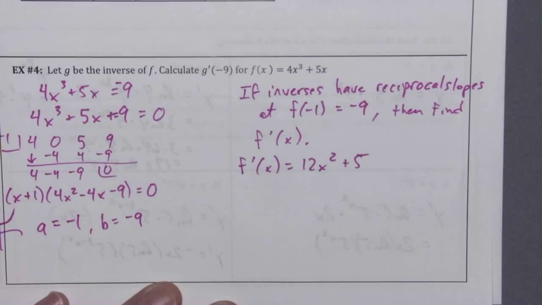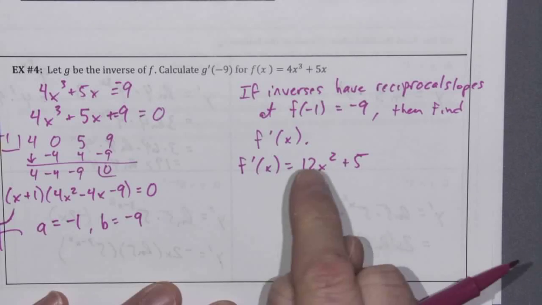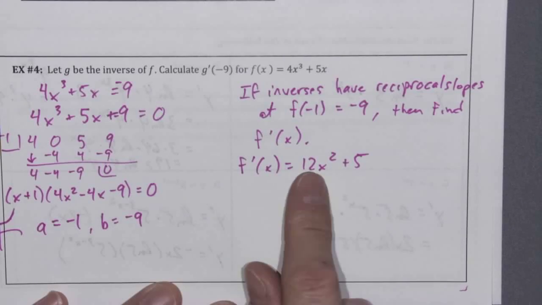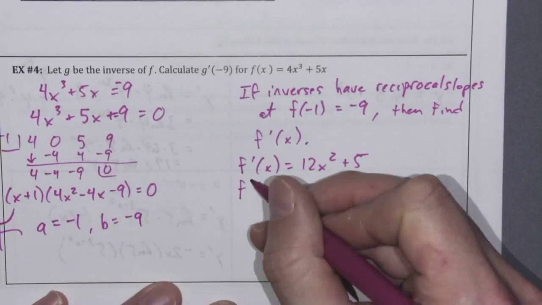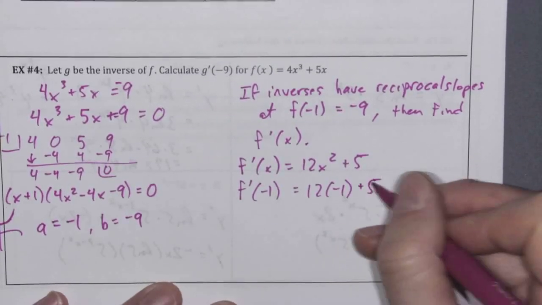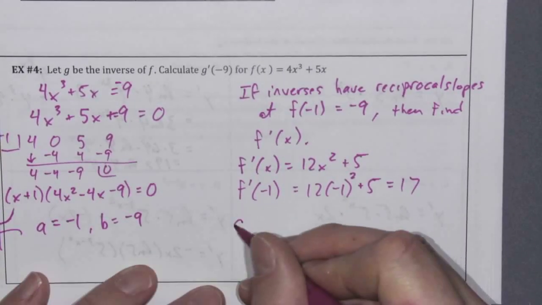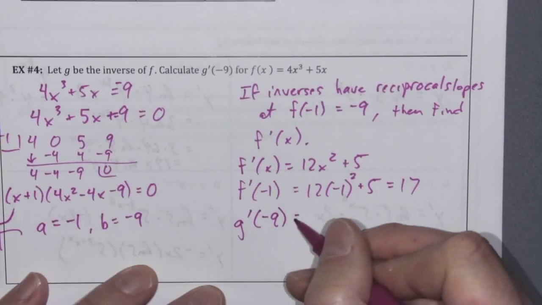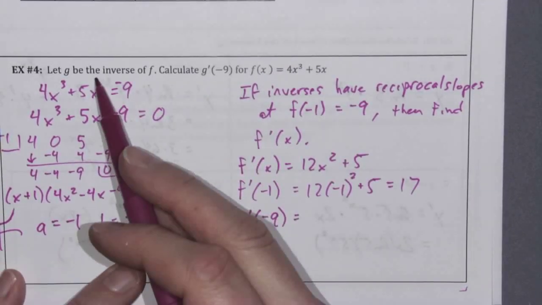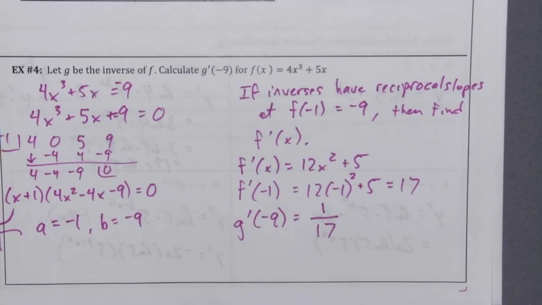Okay, so now what we can do is we're going to go ahead and plug in a negative 1 here. Okay, we're going to plug in a negative 1, and this is going to allow us to find the slope. We found the point, now we need the slope. So the slope at negative 1 is 12, plug that in, squared. That's going to give us 17. So what is the slope at negative 9? Well, if this guy's an inverse, which we were told at the beginning, then we say it is 1 over 17. And that's our final answer.